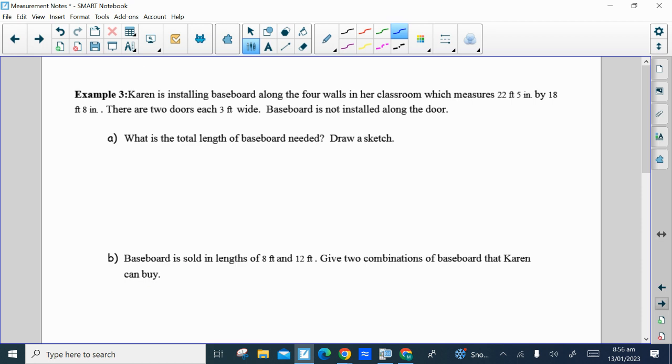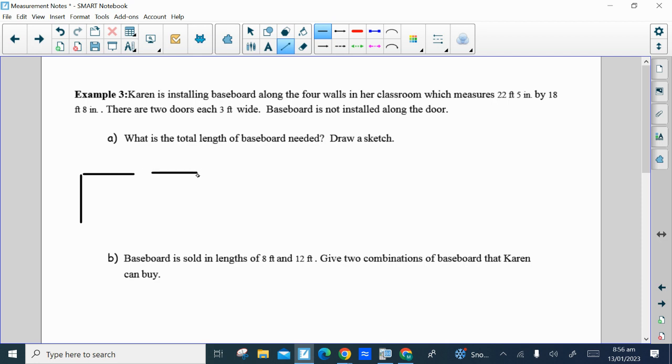Karen's installing baseboard along the 4 walls in her classroom, and we've got our measurements there. 22 feet 5 inches by 18 feet 8 inches. But there are 2 doors, each 3 feet wide, where baseboards would not be installed. So what is the total length of baseboard needed? Draw a sketch. So we're going to draw a rectangle, but we have to leave space for 2 doors.